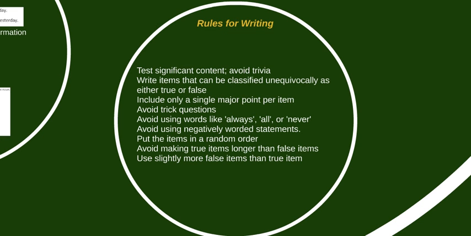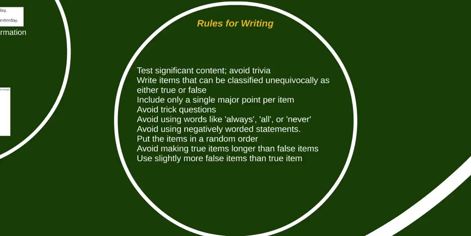Again, avoid trivia. Make sure it's significant content. Make sure the items are either true or false and nothing in between. One major point per item. Avoid trick questions. Don't use words like always, all, or never. Those are a true indication that the statement's false. Avoid negatives, because that can be very confusing, especially if it's false. You're looking at a negative statement, and then you've got to think of it as being negative itself. That makes it very difficult for the student. Put the items in a random order. Avoid making true items longer than false items. And use slightly more false items than true items, if you can.